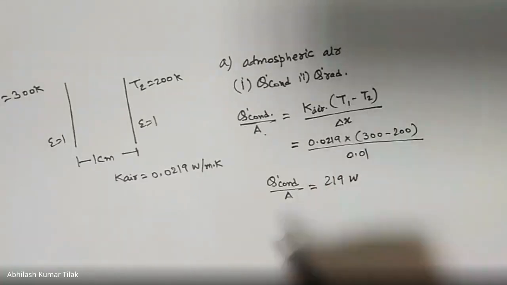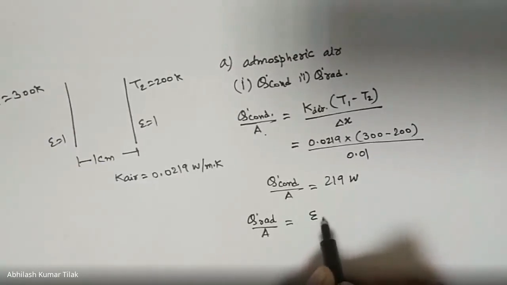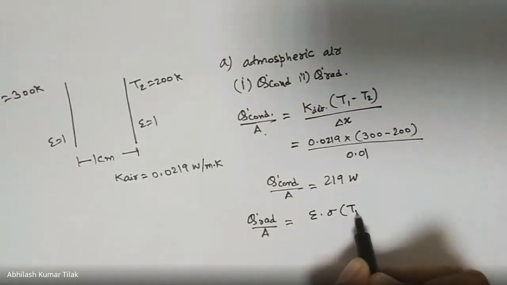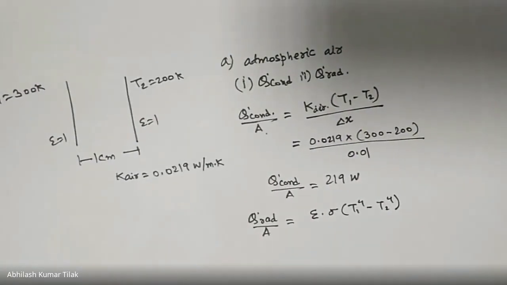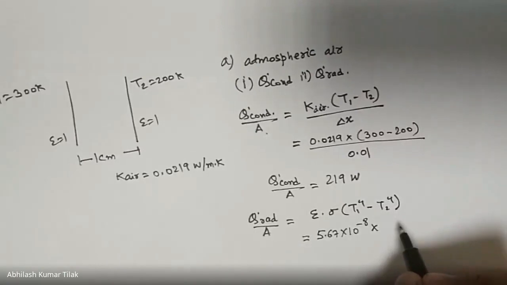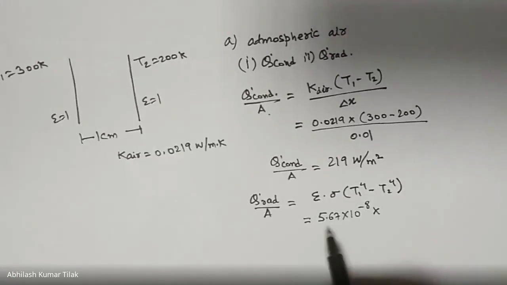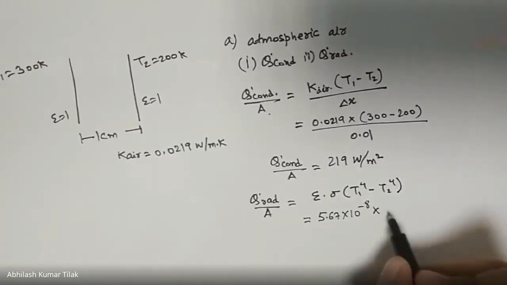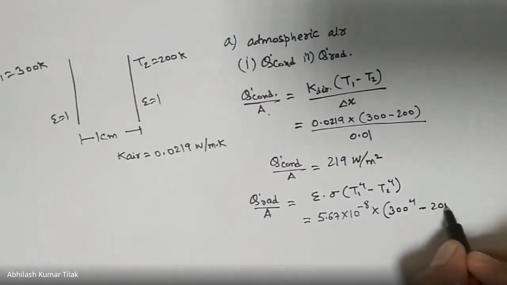Now let's come to Q radiation. Q radiation upon area can be written as epsilon into sigma into T1 to the power 4 minus T2 to the power 4. Epsilon here is unity. Sigma, the Stefan-Boltzmann constant, is 5.67 times 10 to the power minus 8 watt per meter square Kelvin to the power 4. So 5.67 times 10 to the power minus 8 into 300 to the power 4 minus 200 to the power 4.